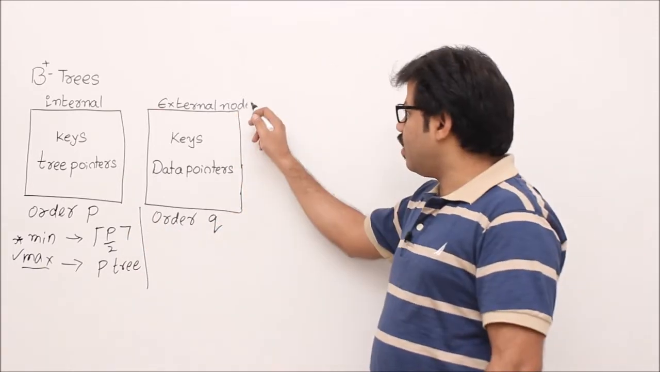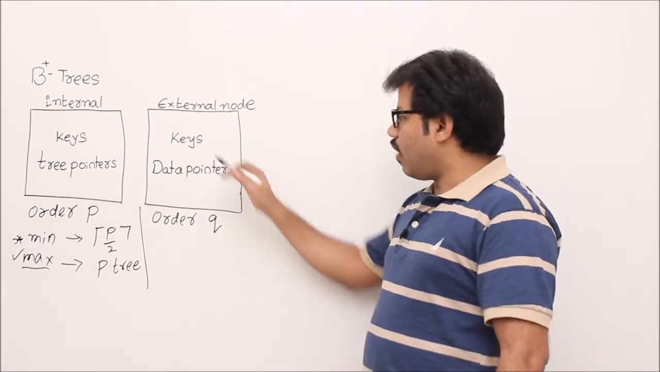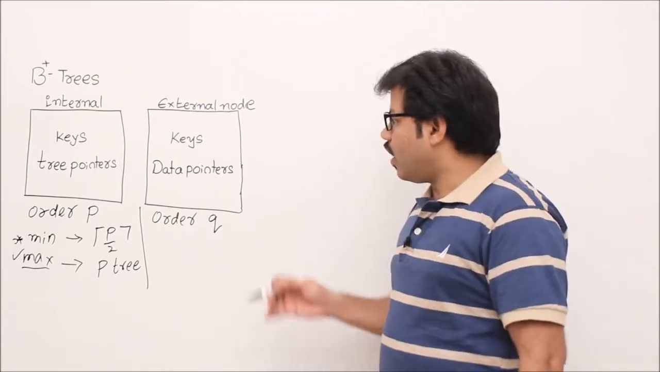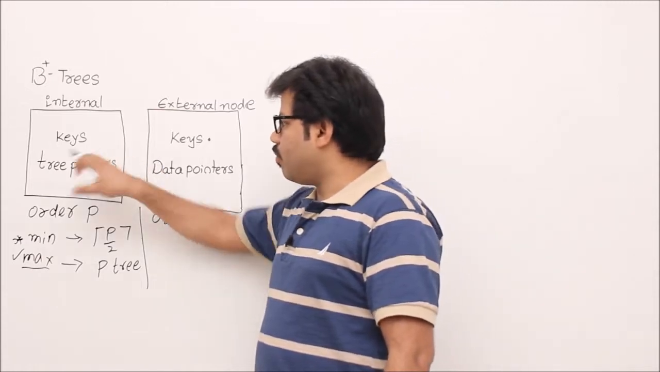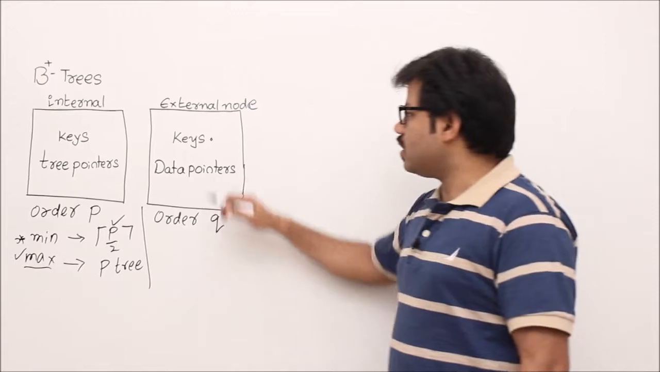Same idea, but I will tell you why there is a different order here. Here you have keys and data pointers, right? That's why order is defined differently. So we are going to define order with keys. So here, for entries, the focus is on pointers, right? Here the focus is on keys.